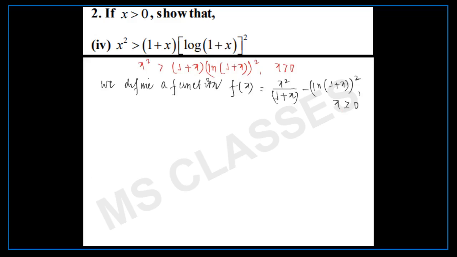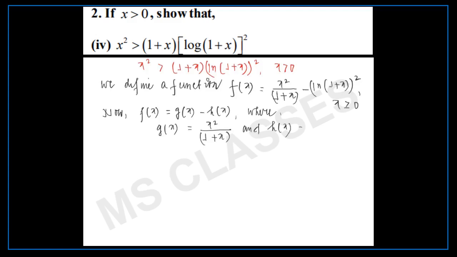Now we consider that f(x) equals g(x) minus h(x), where g(x) equals x square by 1 plus x and h(x) equals ln 1 plus x whole square.